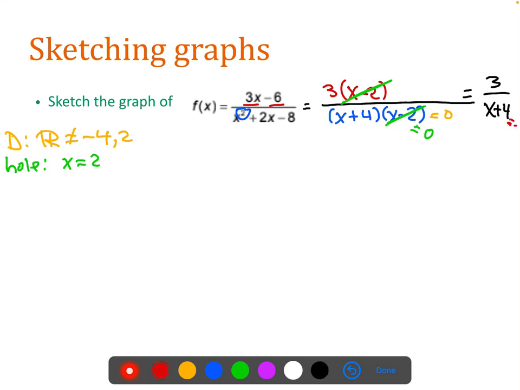Then all I had left over here was 3 over x plus 4. When you set that bottom equal to 0, that means that the VA is at -4. So the VA is at -4. Then we move on a little further. We look at the top's degree and the bottom's degree. That's the less than case. So the horizontal asymptote was y equals 0.